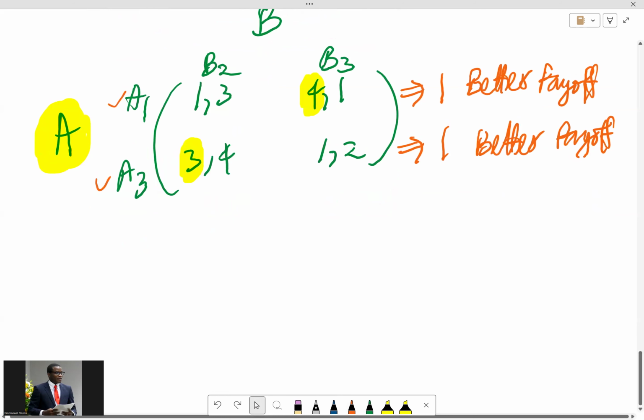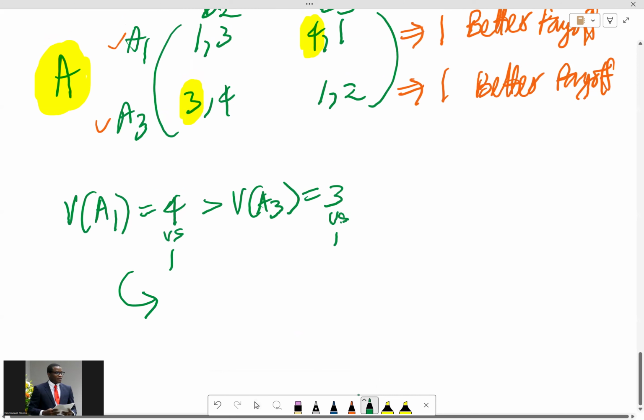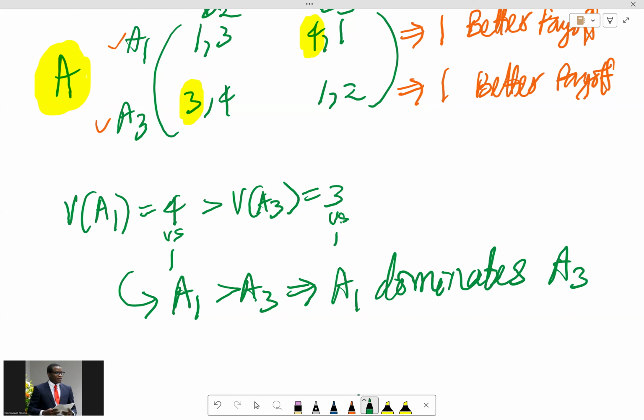So in that case, maybe we can say this. The value of the payoff for A1 is actually 4, and that is greater, especially if you compare the difference. This is 3 more than the other payoff, and this is just 2 more than the other payoff. So it is 4, and that is greater than the value of the payoff for strategy A3, which is actually 3. So this is 4 versus 1, and this is 3 versus 1 in the other strategy. So we can conclude that A1 is greater than A3. That again implies that A1 dominates A3. So what that simply means is that we are going to cross out A3.